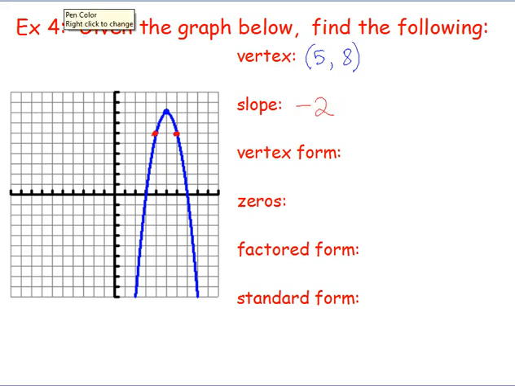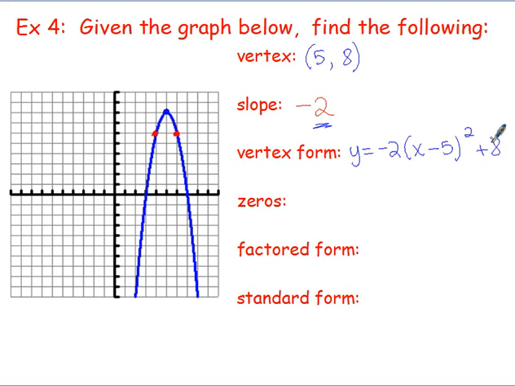So, vertex form, let's see how you did. We know it starts off with y equals your a value. So this is a, parentheses, x. This number we do the opposite. So the opposite of positive 5 is negative 5. Don't forget the squared. And we keep this number the same. So plus 8. So hopefully you got that one right.